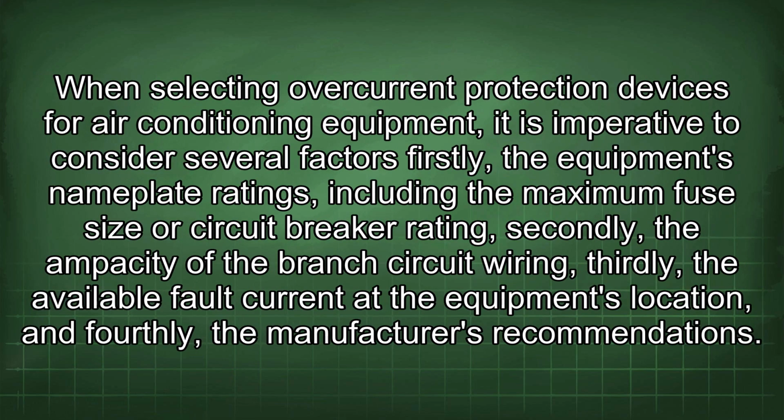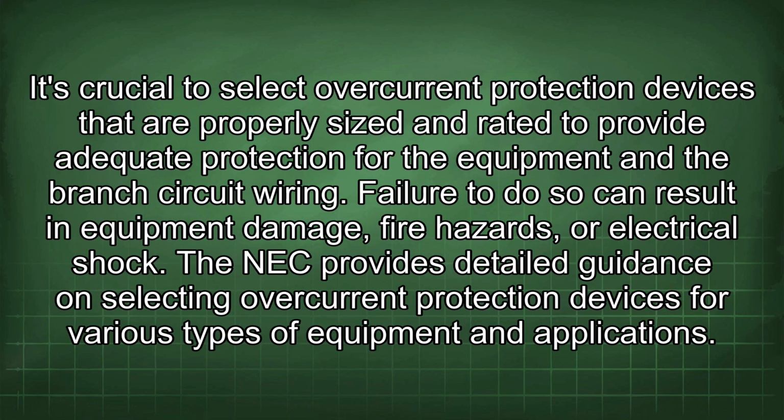When selecting overcurrent protection devices for air conditioning equipment, it is imperative to consider several factors. Firstly, the equipment's nameplate ratings, including the maximum fuse size or circuit breaker rating; secondly, the ampacity of the branch circuit wiring; thirdly, the available fault current at the equipment's location; and fourthly, the manufacturer's recommendations. It's crucial to select overcurrent protection devices that are properly sized and rated to provide adequate protection for the equipment and the branch circuit wiring. Failure to do so can result in equipment damage, fire hazards, or electrical shock.